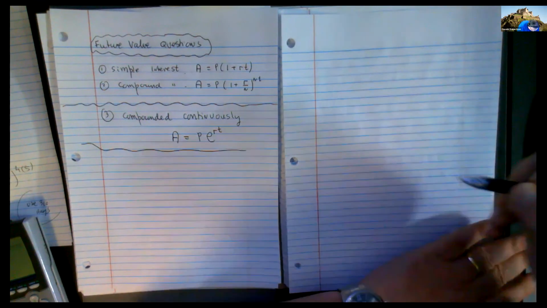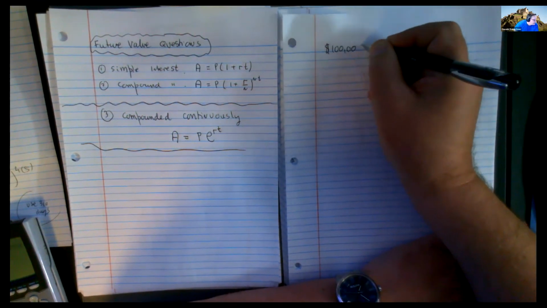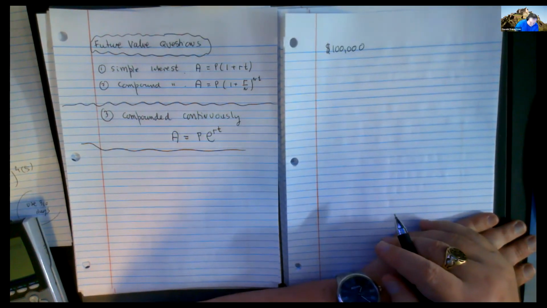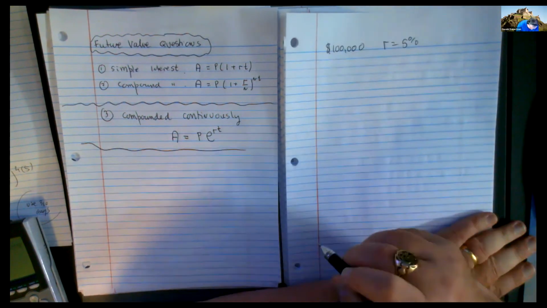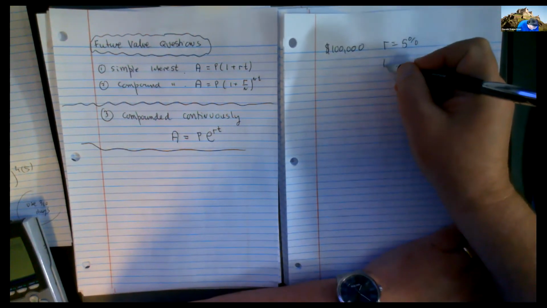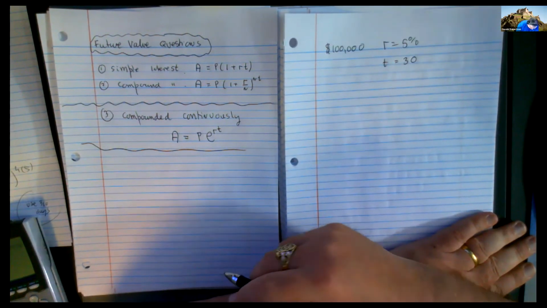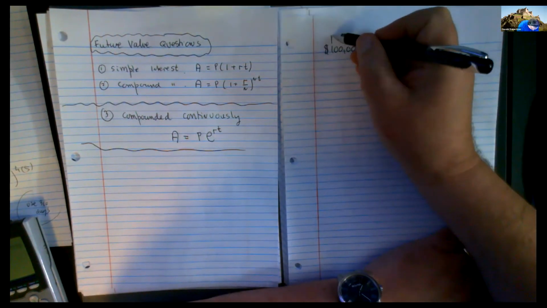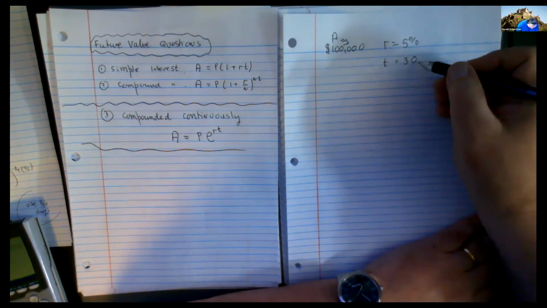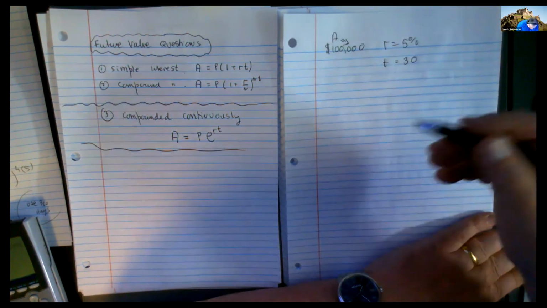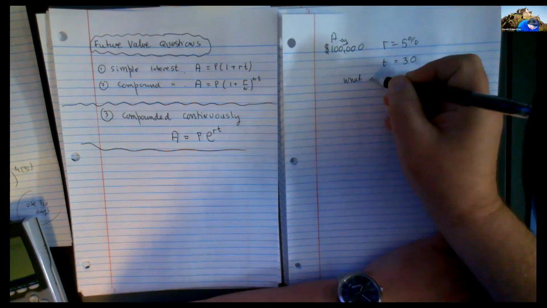Let's do a compound interest one. Suppose I would like 100,000 because I'm greedy and I want to have a lot of money. And I can get an interest rate of 5%. And I'm going to do it for 30 years. Right, so I want it to be worth 100,000 in 30 years at 5%. How much money would I need to start with, right? What is P?